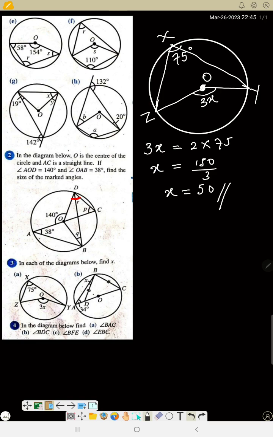So that is it. 3 times 50 is 150, which is twice the angle at the circumference. So S is 50. So the last question.